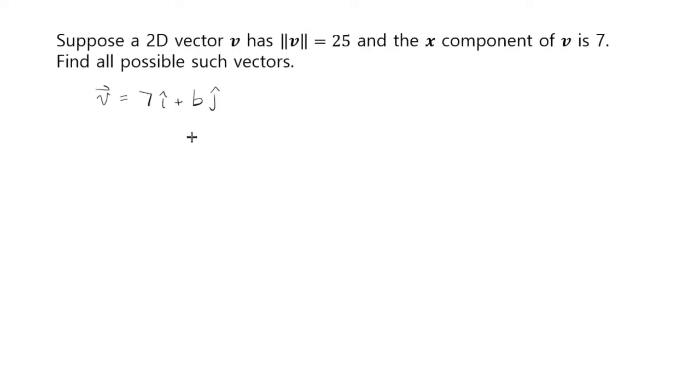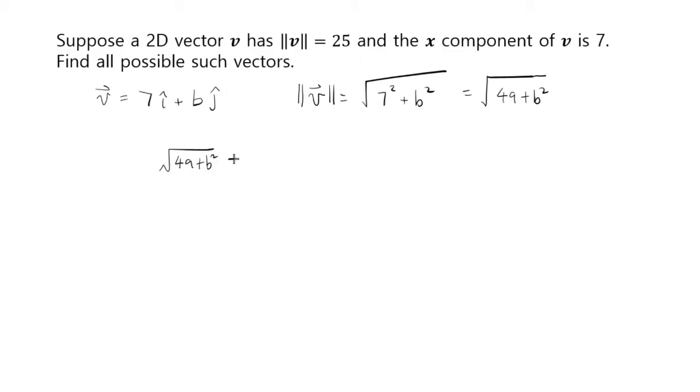And then if the x component is 7 and y component is b, let's see what this condition means. Well, we know that the norm of v is given by the square root of the components squared and then added up. So that's the same thing as the square root of 7 squared, which is 49, plus b squared. And then you say the square root of 49 plus b squared is equal to 25.